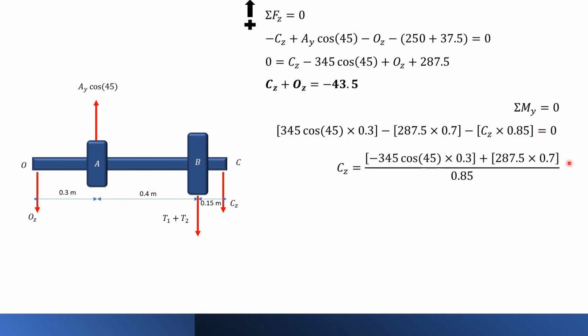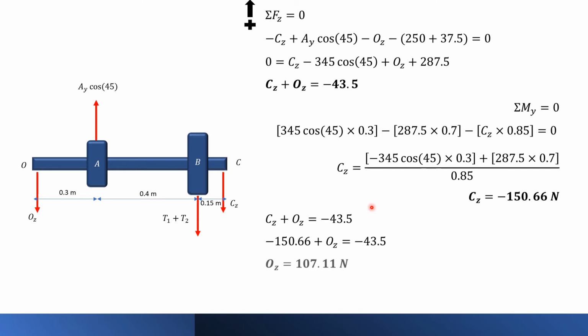We simplify the equation to becoming like this and plug everything in, and then we can obtain the value of Cz, which is minus 150.66 Newton. And then we go back to the equation above to obtain the Oz. We know the value of this and also this, and we can just simply find the Oz. Oz is 107.11 Newton.